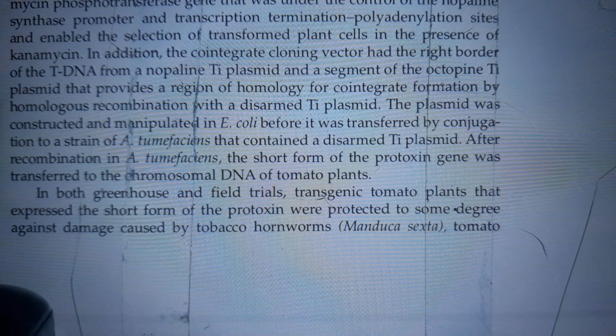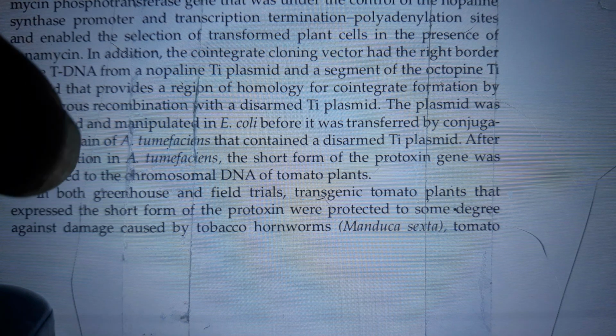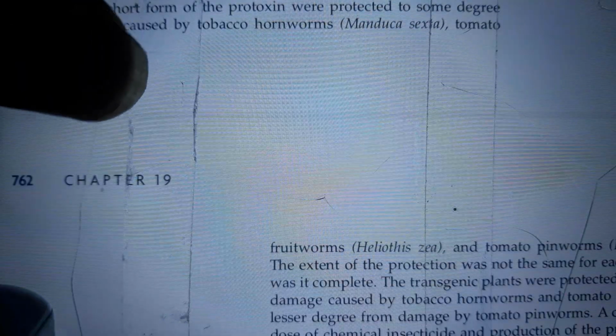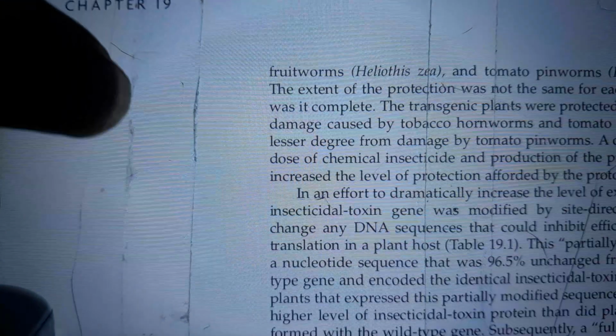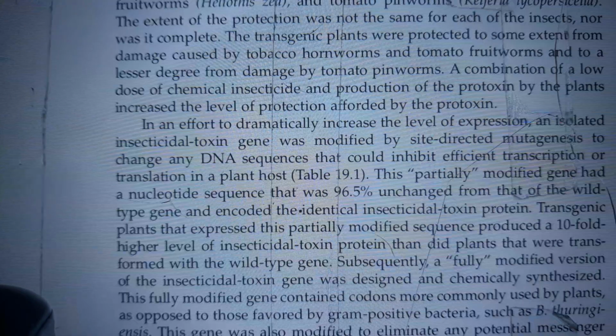In both greenhouse and field trials, transgenic tomato plants that express the short form of the protoxin were protected to some degree against damage caused by tobacco hornworms, Manduca sexta, tomato fruitworms, Heliothis, and tomato pinworms, Keiferia lycopersicella. The extent of the protection was not the same for each of these insects, nor was it complete.